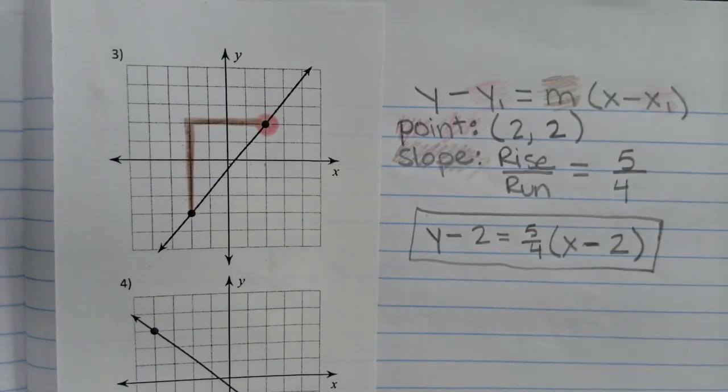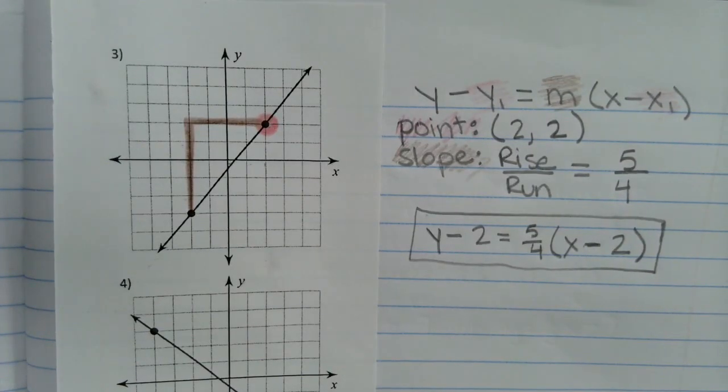So if you feel like you kind of get it and you want to try it, number 4 is your chance to try this. First thing we need to identify is our point and our slope.